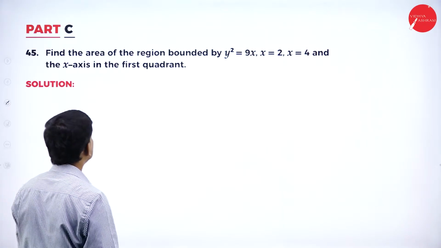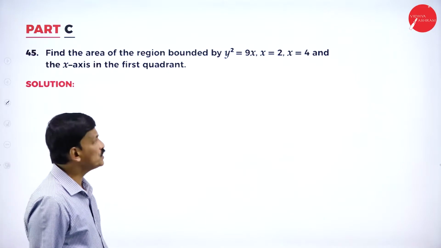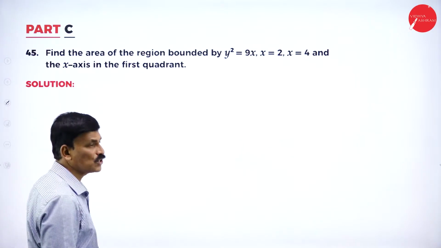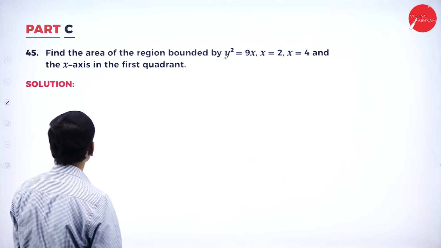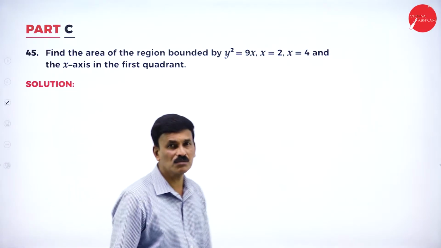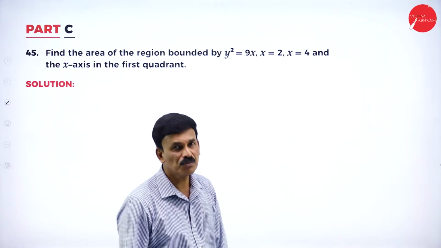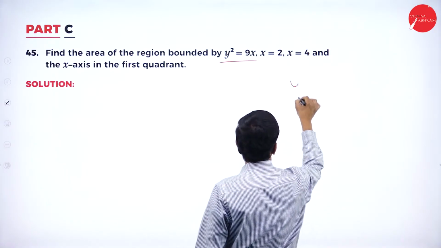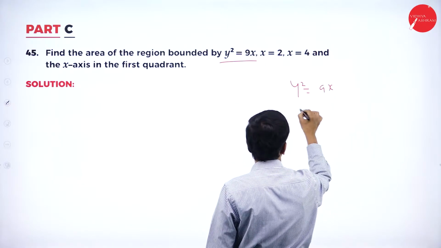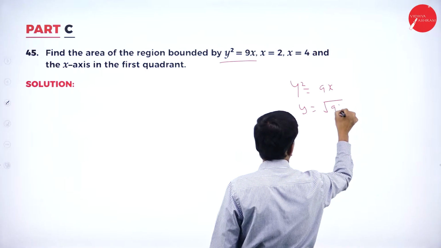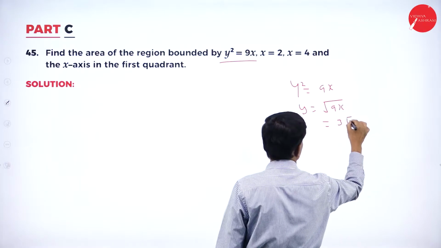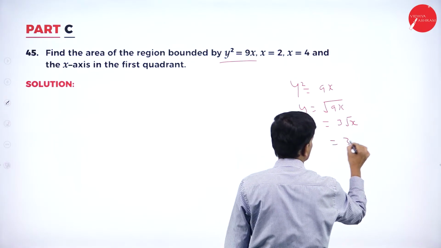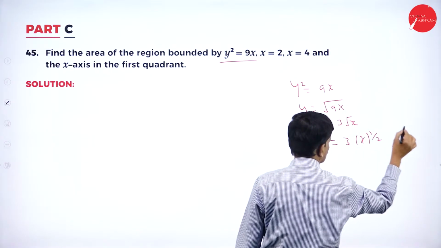Find the area of a region bounded by the curve y square is equal to 9x and x is equal to 2, x is equal to 4, and the x-axis in the first quadrant. This is nothing but finding the area of a parabola. Y square is equal to 9x is nothing but the equation of a parabola. Y square is equal to 9x, therefore y is equal to square root of 9x, that is nothing but 3 root x. So 3 into root x can also be written as x to the power of half.